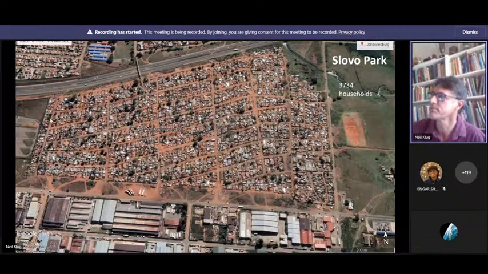It currently has 3,734 households. It was set up in 1994 on a vacant piece of land. One of the community members went over the highway to this suburb across the way and measured up the blocks, and they repeated the measurements in this layout and laid out the area.